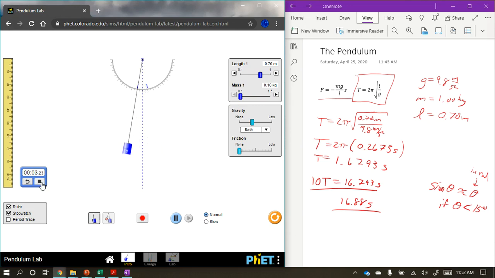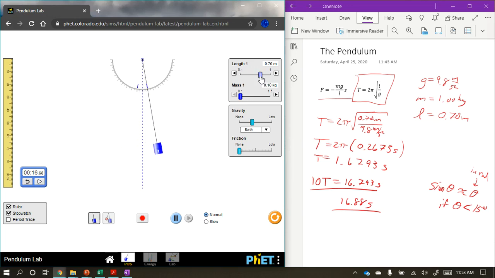1, 2, 3, 4, 5, 6, 7, 8, 9, 10. 16.68. So we're consistently getting about the same value between 16.7 and 16.9, which is what we calculated, 16.8. So the period does not depend on the amplitude. It does not depend on the mass. It only depends on the length of the string.